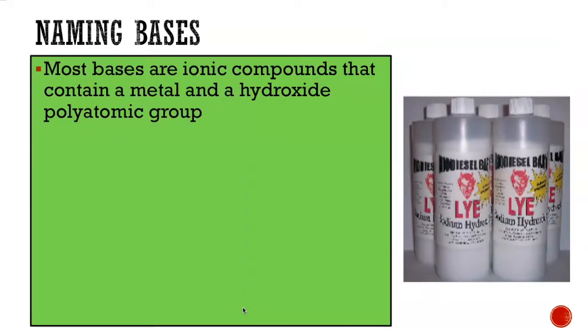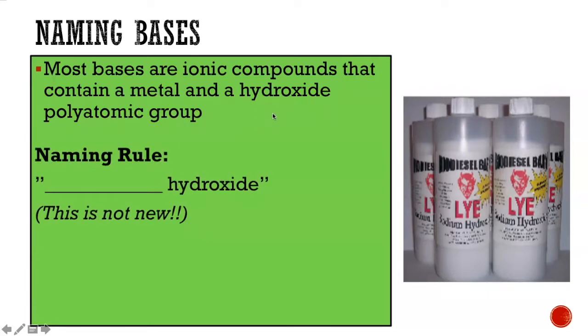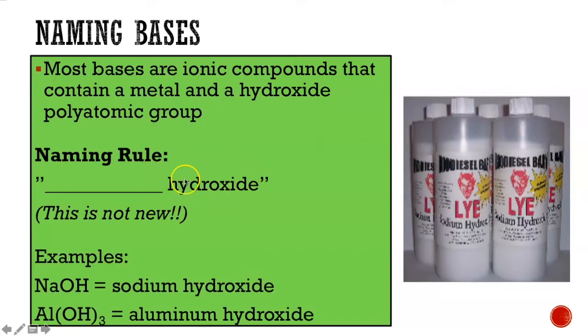Naming bases is super easy. We have already done this. This is nothing new. First of all, most bases are an ionic compound. Ding ding, hopefully that word rings a bell. It's an ionic compound that contains a metal and a hydroxide polyatomic group. So our naming rule is exactly what we already know in terms of polyatomics. We're just going to name it based on whatever the metal is, and then hydroxide. Hydroxide is one of those polyatomics that's on the chart on the back of your periodic table. So this is exactly what we have done before.